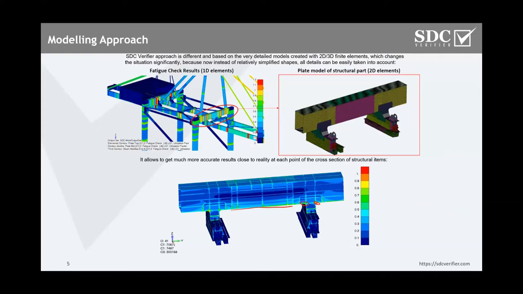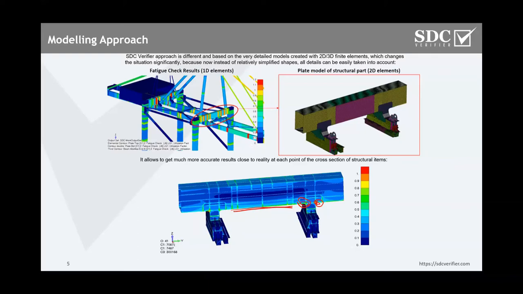SDC Verifier has automatic recognition of welds within such kind of models, and to indicate real points of the damage and to indicate the real results in the weld. So you're not just having the approximate location of potential problems, but you have the actual weld, you have the quality of that weld, and you have as the result either a fatigue damage, or as a result of the check, you can get the residual amount of cycles that the structure is able to work.